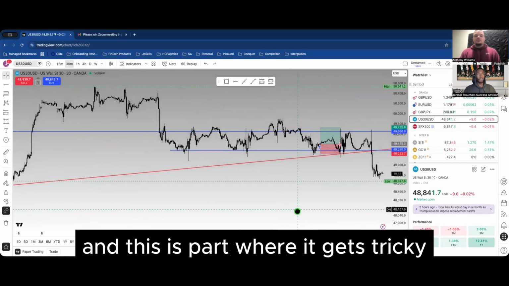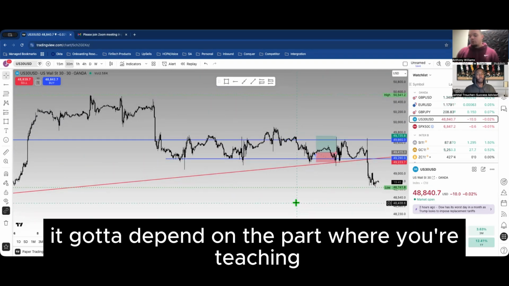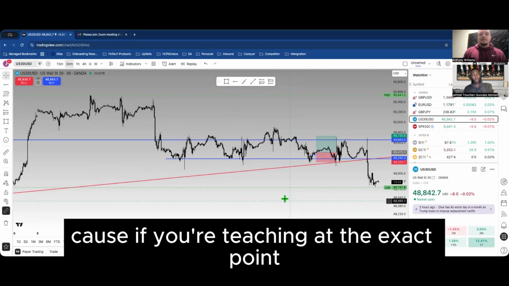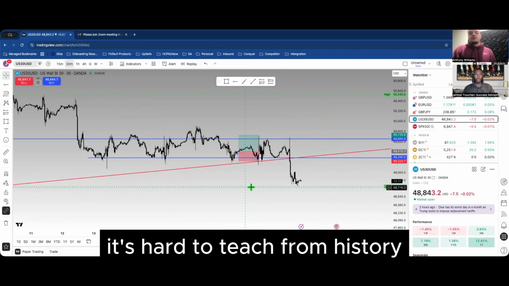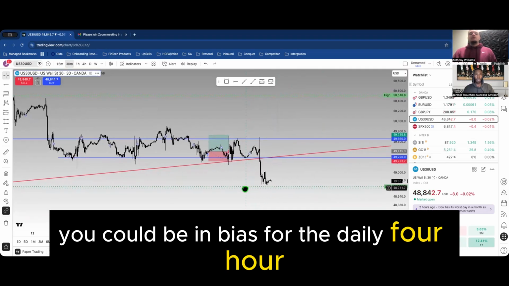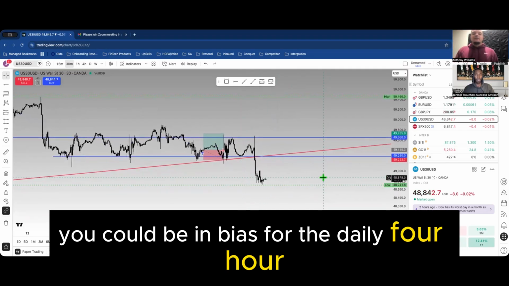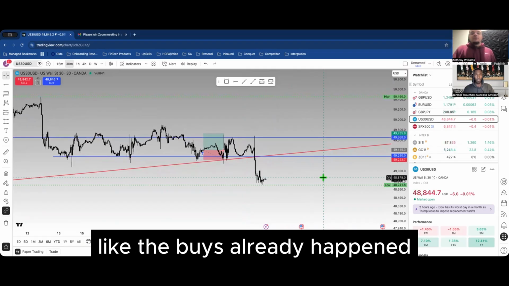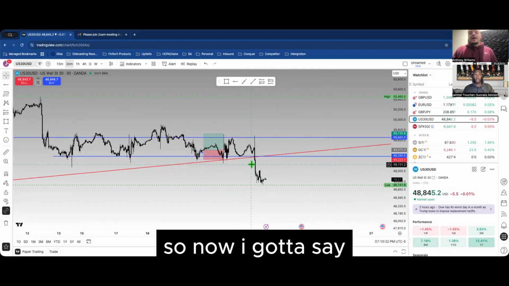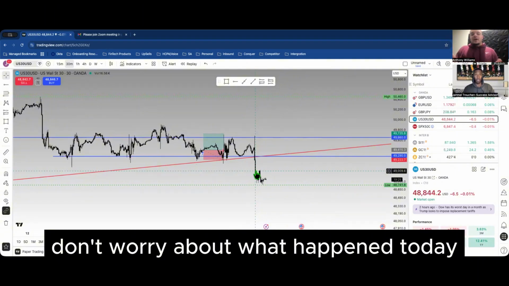And this is the part where it gets tricky, because it depends on the point where you're teaching. If you're teaching at the exact point, you can't go from all the way in the back. It's hard to teach from history and then be present, because you could be in buys on the daily and 4 hour for something that's already moved. Like the buys already happened, but this drop happened today. So now I've got to say, well, don't worry about what happened today.